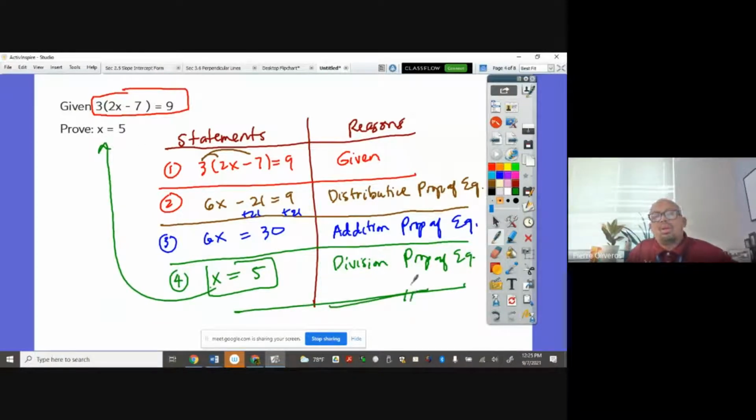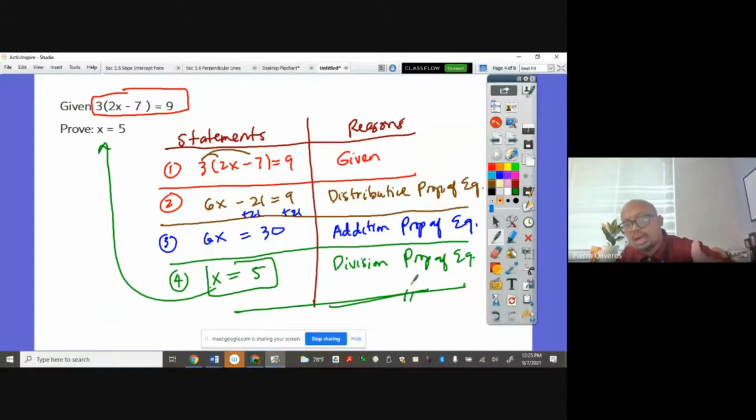Now, Mr. O, what if I did not distribute? What if I divide by 3 first? Can I do it that way? Again, the beauty of two-column proof, there are so many ways of doing this. Some of your classmates could have 5 steps. Some of you can have 20 steps. Some of you can have 3 steps only.